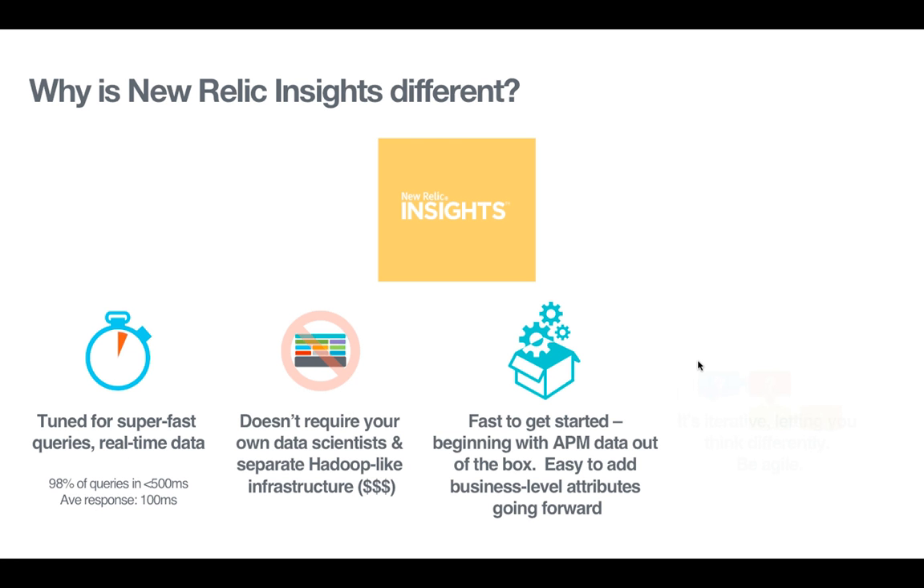As I've already touched on, one huge differentiator for us is that it's extremely fast to get started. Out of the box, you have your APM data available to you to start using the product, getting familiar with the query language, and building dashboards. Once you're comfortable with that, you can start adding additional business level attributes or other software specific attributes to the Insights database to be able to answer additional types of questions, whether they're business questions, product management questions, or development questions. It's very easy to add additional attributes.